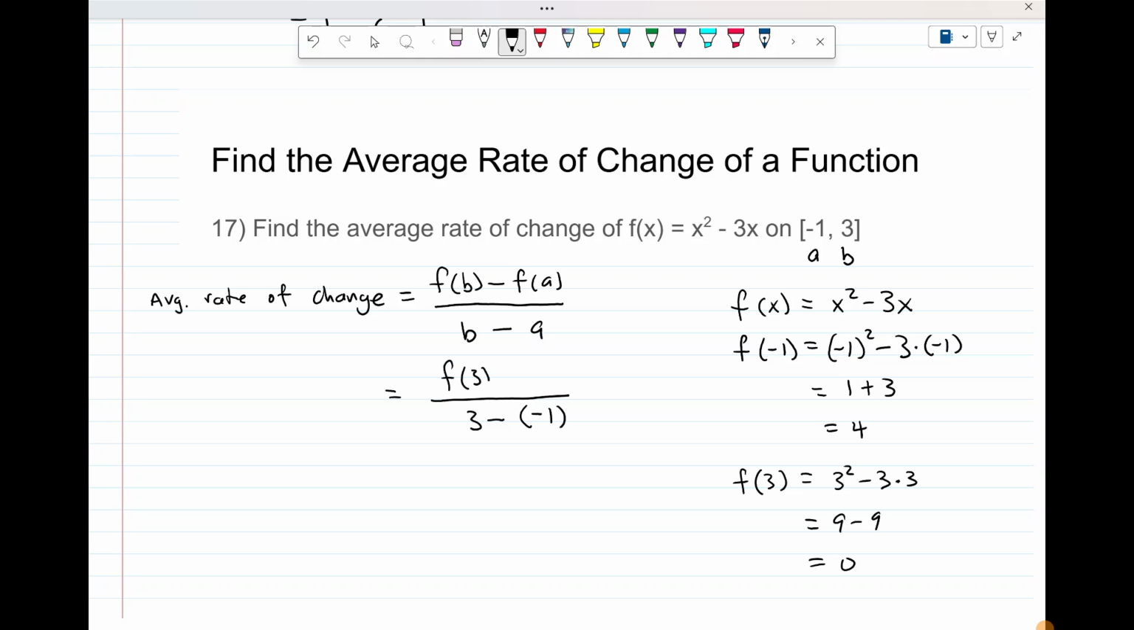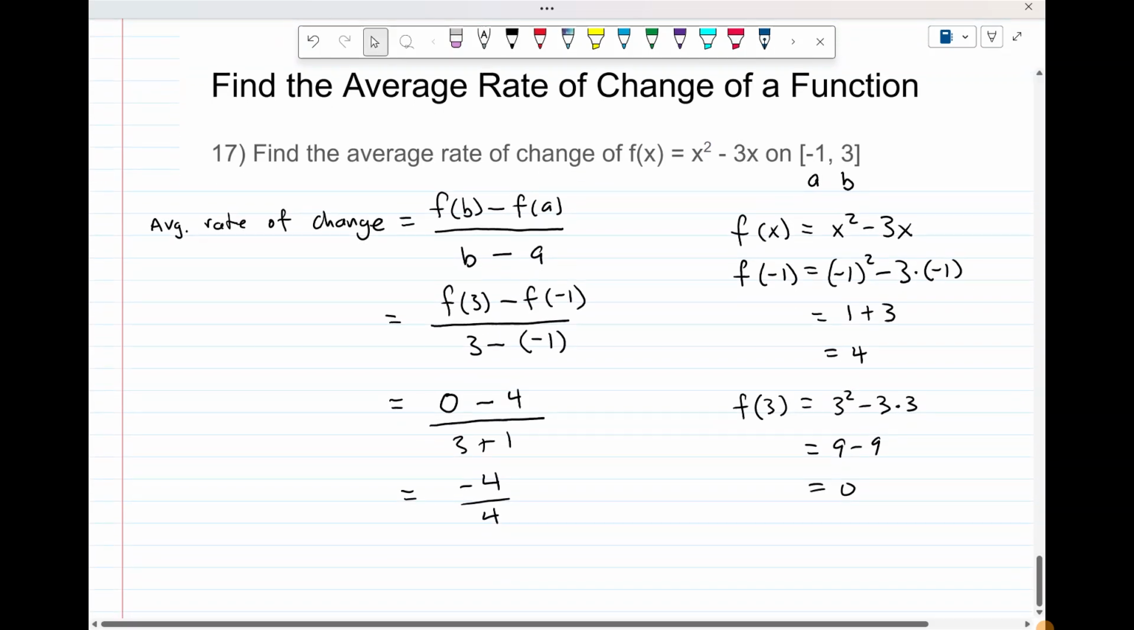And this is going to be f of 3 minus f of negative 1. I'm just going to plug it in like this just to make it a little bit more clear. And I'm going to plug in my numbers. So f of 3 we already decided is 0. f of negative 1 is 4. And at the bottom, this is 3 minus negative 1. That's 3 plus 1. So this ends up being negative 4 divided by 4, which simplifies to negative 1.